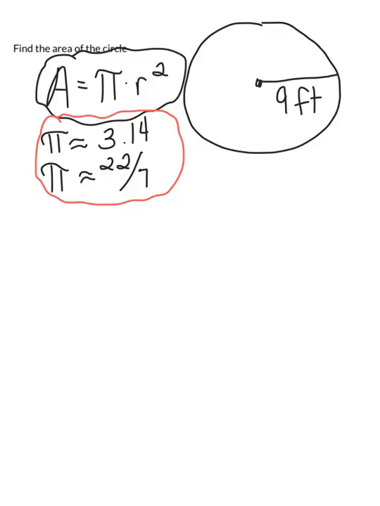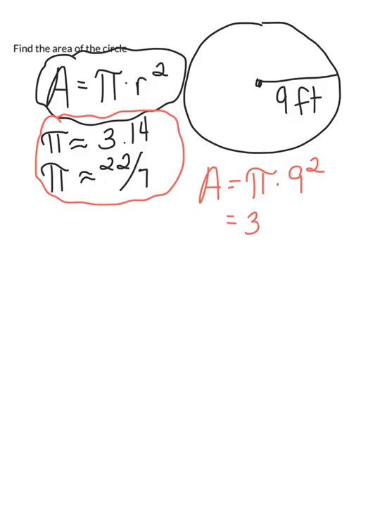So let's look at the given circle. The given circle has a radius of 9 feet. So all I have to do is replace r in the formula with the number 9. So area equals pi times 9 squared. Order of operations tells me I should do the exponent first. So 9 squared is 81.